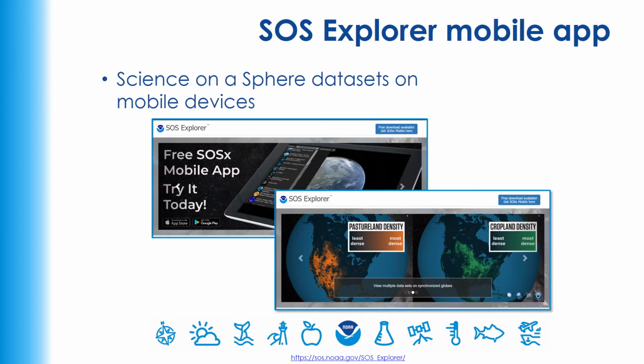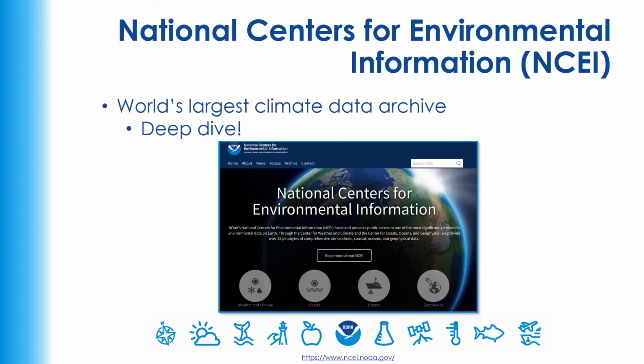The Science on a Sphere Explorer mobile app is available on Android and Apple devices, and it's a free download where you can view global and planetary data. In the app, you can bring the original 6-foot Science on a Sphere experience into the palm of your hand, which is really cool, and there are actually some things available on the app that you can't experience with the sphere itself. Next, the National Centers for Environmental Information, or NCEI, is the world's largest climate data archive. There's a lot available here, but if you're looking for weather or climate data that you can't find anywhere else, it's probably in here. If you're having trouble with NCEI, you can contact them at the top of the page.